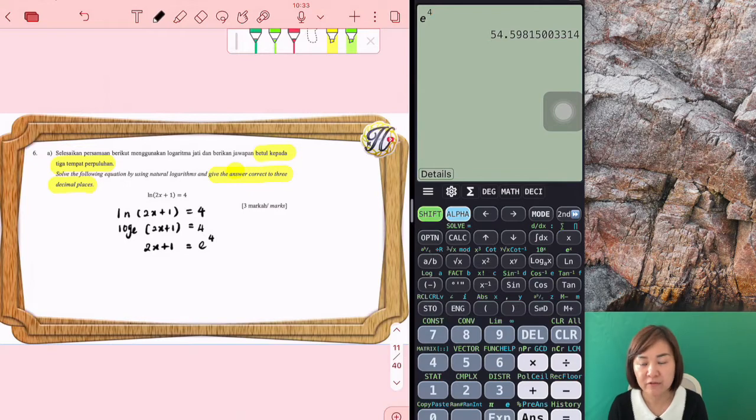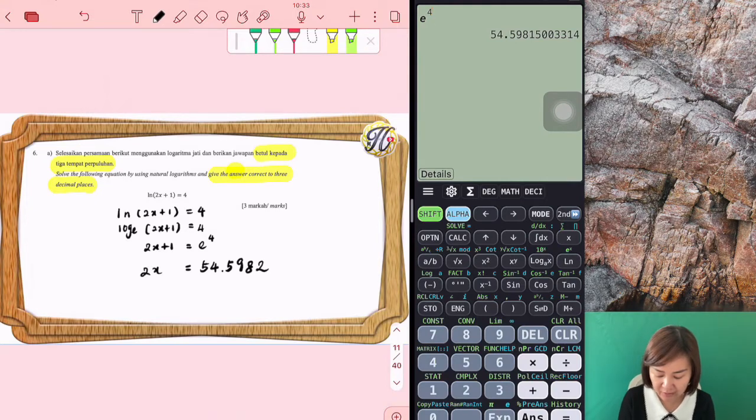So it gives you the answer, e power 4, which is 54.598 and so on. Since the question asks you to give your answer correct to 3 decimal places, it's better that you take more than 3 decimal places. Ambil lebih tak apa, jangan ambil kurang ya. 54.598, and if you want to add one more, 54.5982. You have to round off correctly.